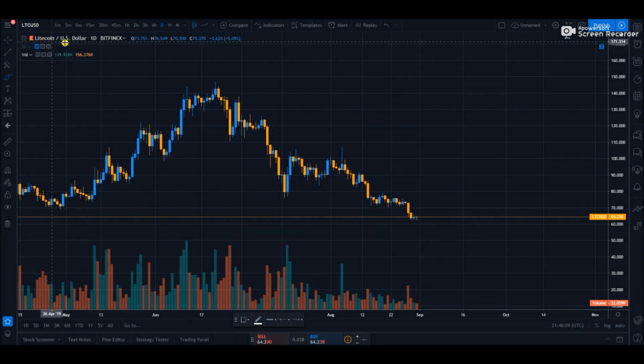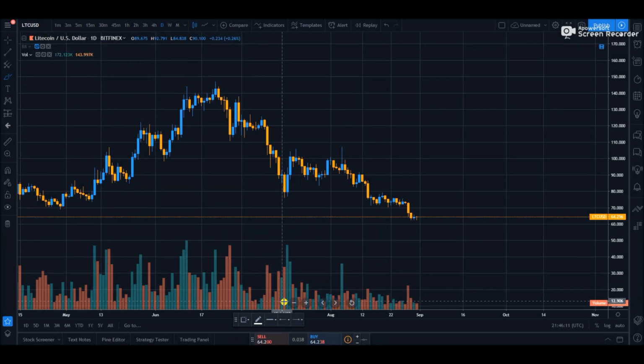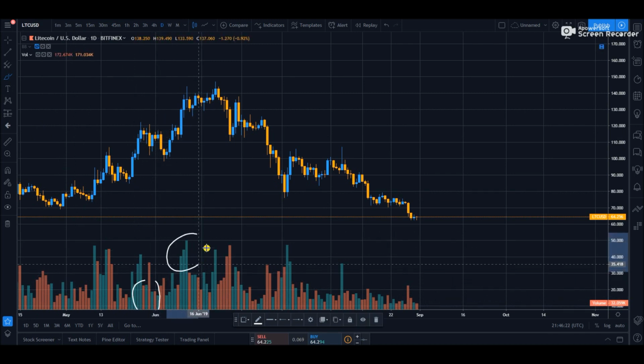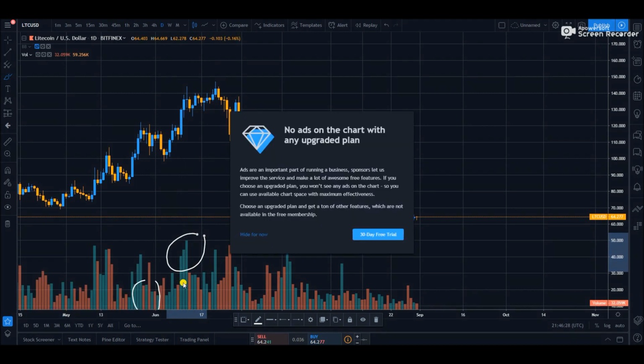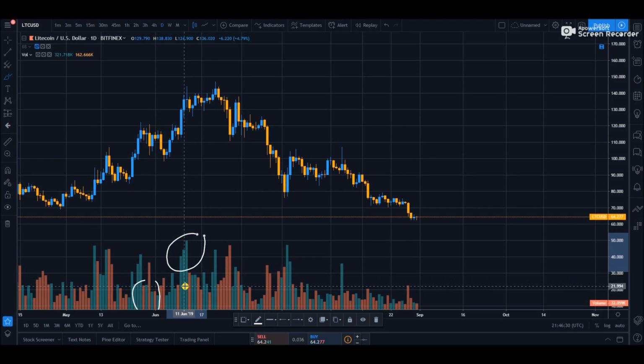So we're looking at Litecoin right now on Bitfinex. And as you can see, if I go to this green bar right here with big volume compared to these lower levels, compared to this spike, if I move my cursor to the next bar, you see that it's gaining momentum. Let me close that for you.